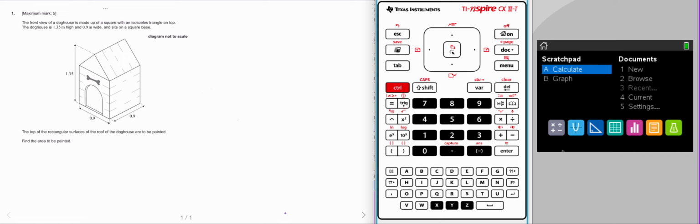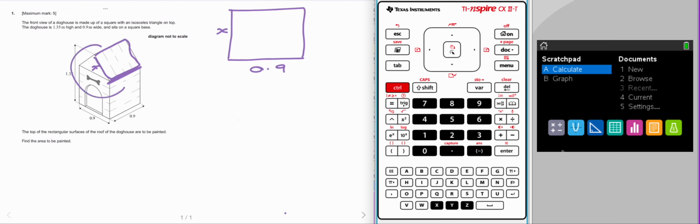So what we're going to do is start by looking at the information and saying, right, this rectangle is the part that's going to be painted, and I'm going to redraw it over here just to keep track of what's happening. We know that the base is 0.9 meters wide, but we don't know how tall it is. That's this side here. So I'm going to blow it up a little bit more down here. Likewise, put some labels on it.